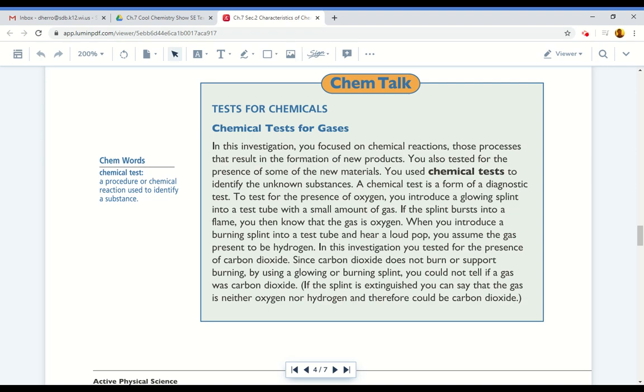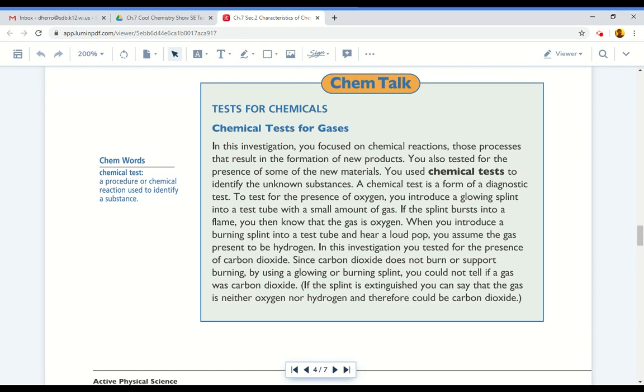Section 2, Characteristics of Chemical Change, ChemTalk, Tests for Chemicals, Chemical Tests for Gases. In this investigation, you focused on chemical reactions, those processes that result in the formation of new products. You also tested for the presence of some of the new materials. You used chemical tests to identify the unknown substances. A chemical test is a form of a diagnostic test.